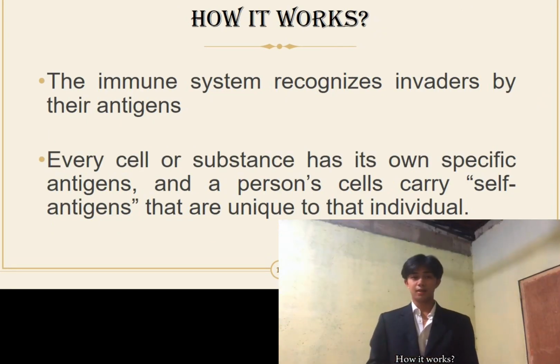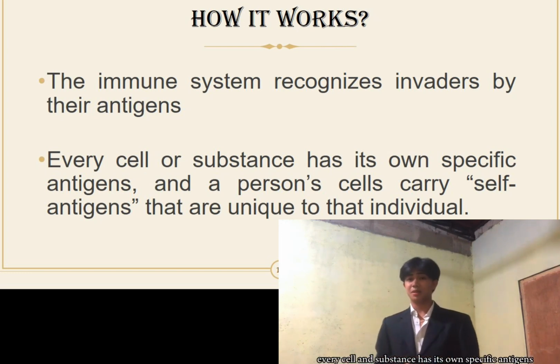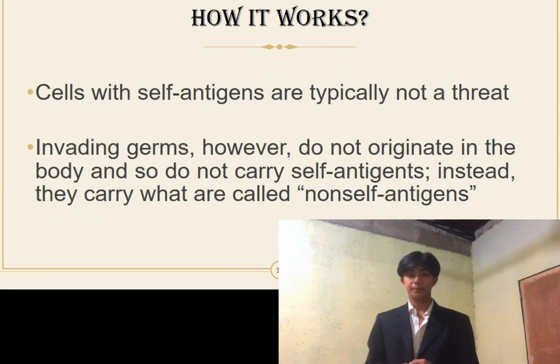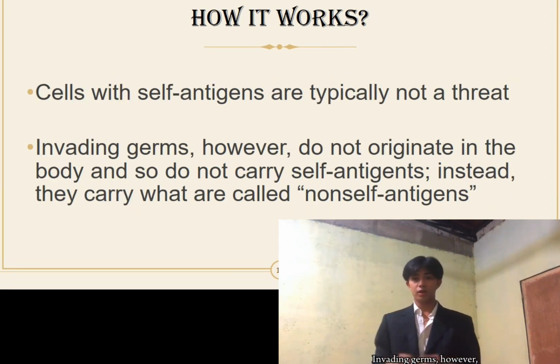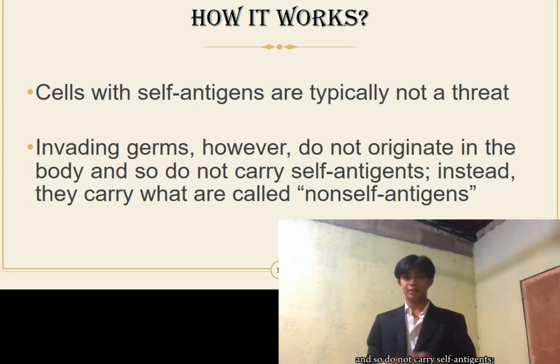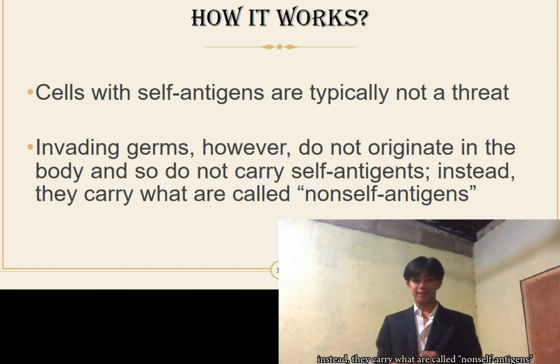How it works. The immune system recognizes invaders by their antigens. Every cell and substance has its own specific antigens, and a person's cells carry self-antigens that are unique to the individual. Invading germs, however, do not originate in the body and so do not carry self-antigens. Instead, they carry what are called non-self antigens.